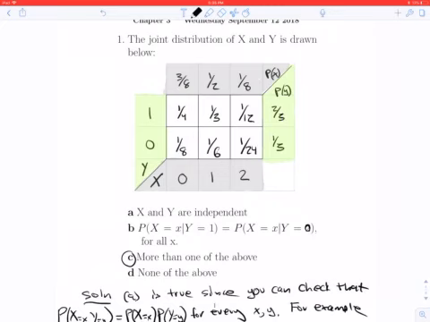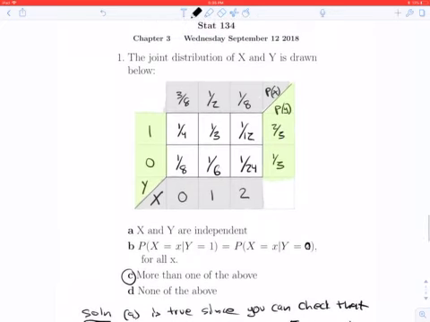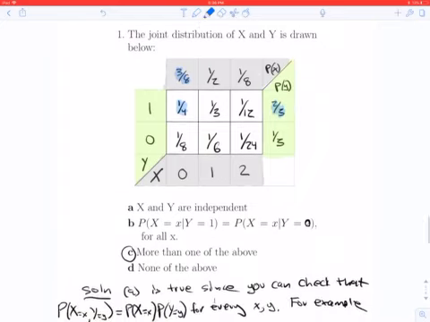So to see that x and y are independent, all you need to do is, for each cell, show that it comes from the product of the two marginal probabilities. So for example, this cell here comes from these two marginal probabilities. So 2/3 times 3/8 is indeed a quarter. And you have to do that for all the cells. So that shows independence.